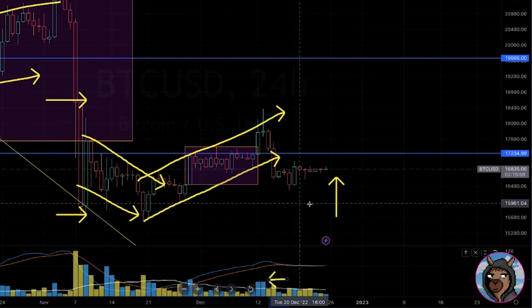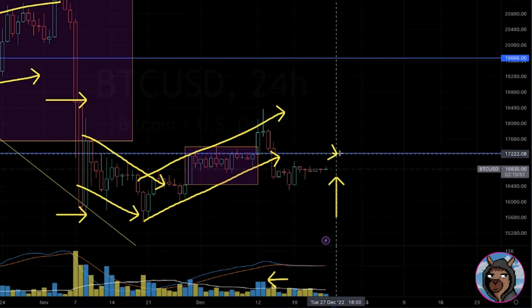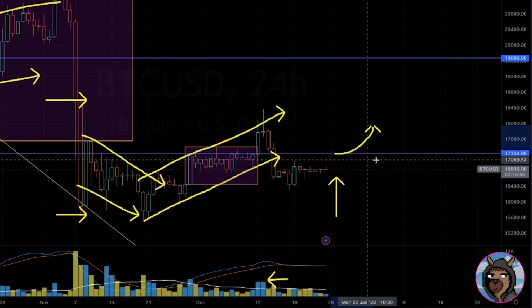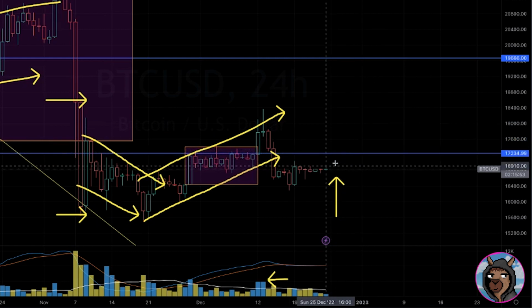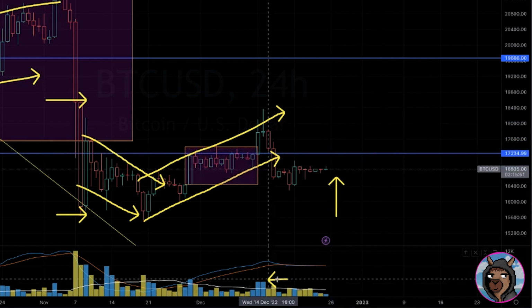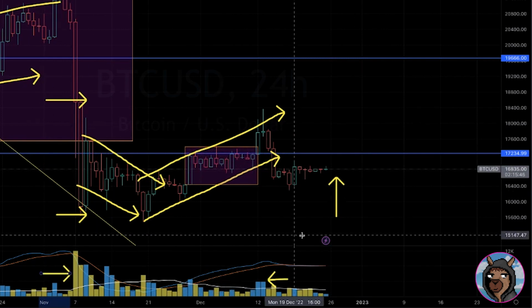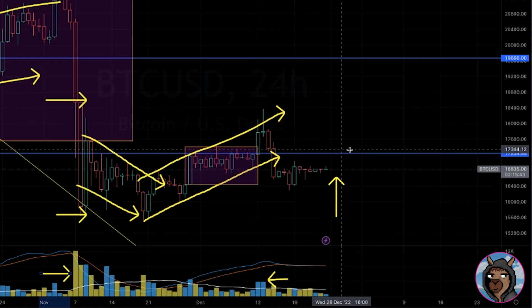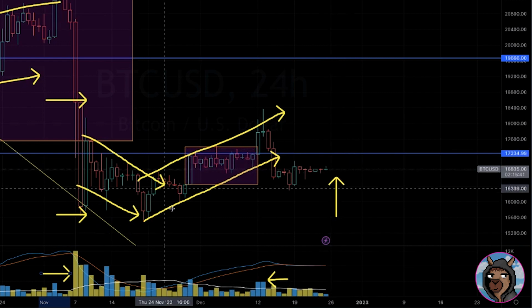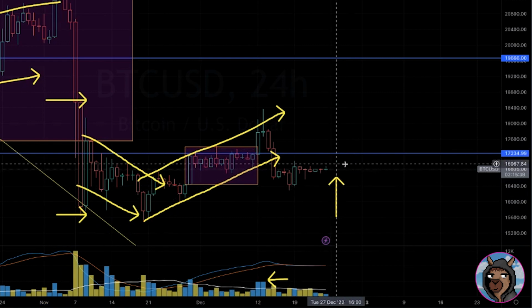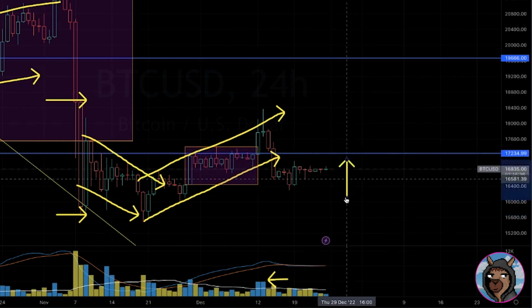You want consistent volume if you're looking to utilize this monthly level as a support. If you're looking to utilize this as a resistance, then you're looking for volume where sellers are in control as opposed to the buyers being in control at this point. So that's one of the main things we're going to be looking at with Bitcoin this week.